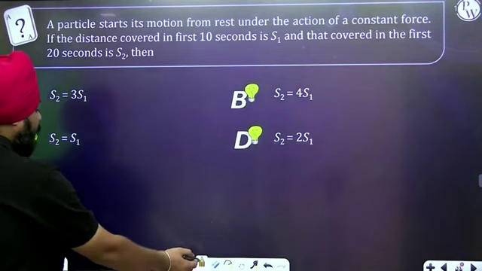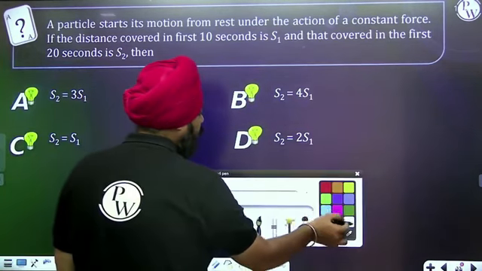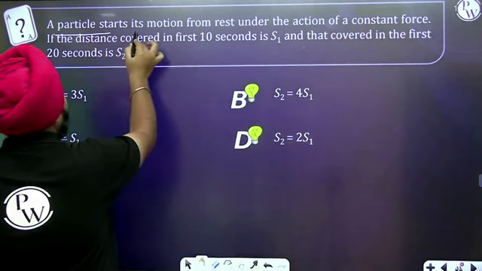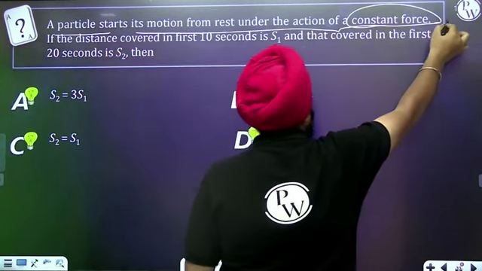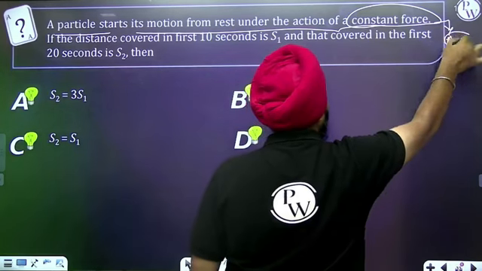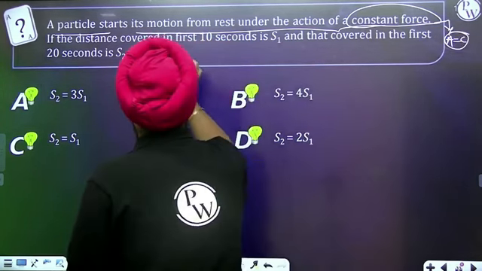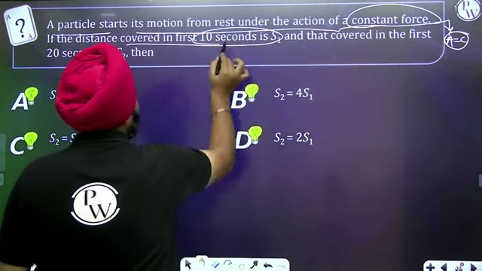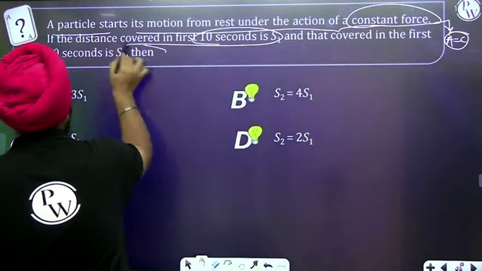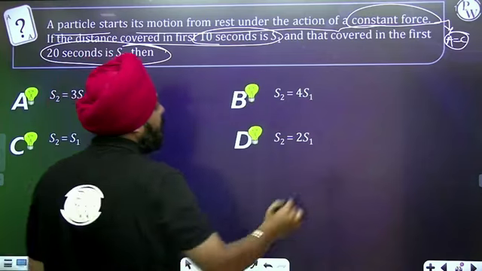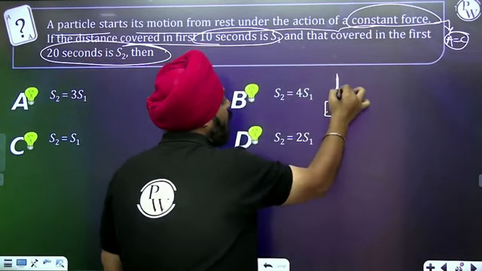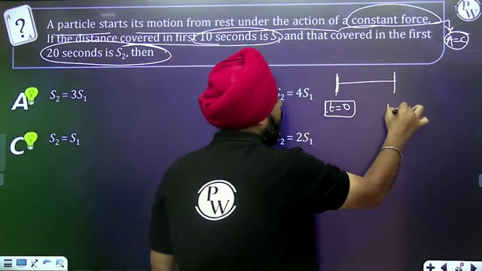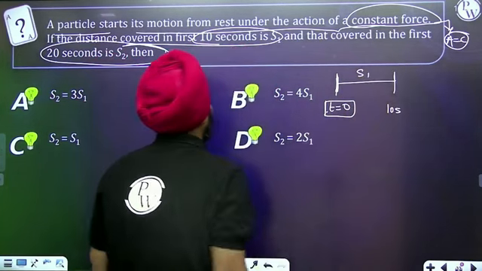Using those equations, we are going to solve this. A particle starts its motion from rest under the action of constant force. Constant force means constant acceleration. The distance covered in the first 10 seconds is s1, and in the first 20 seconds is s2. See, it starts from the reference point, t is equal to 0. In the first 10 seconds, it covers the distance s1.